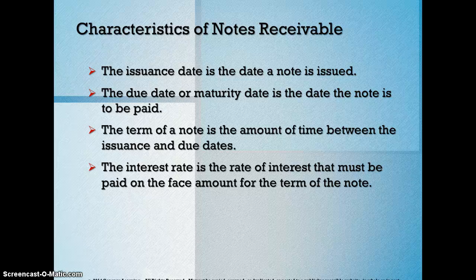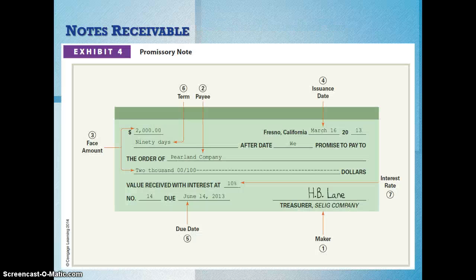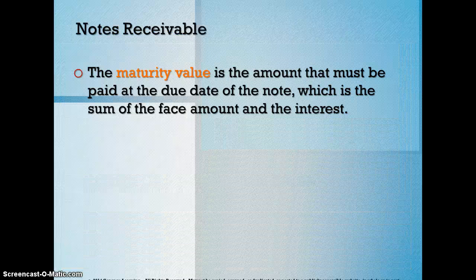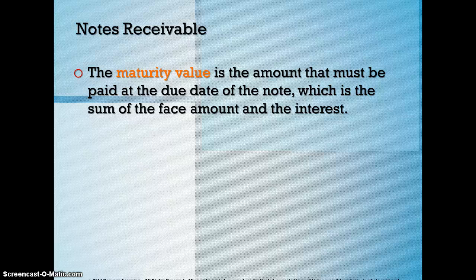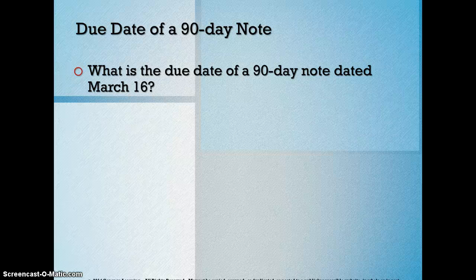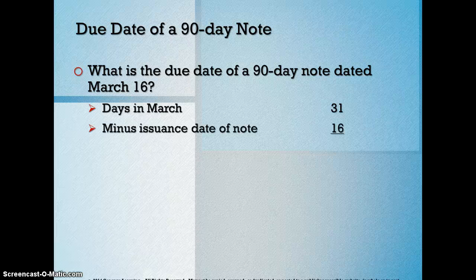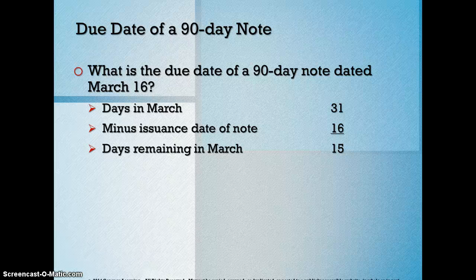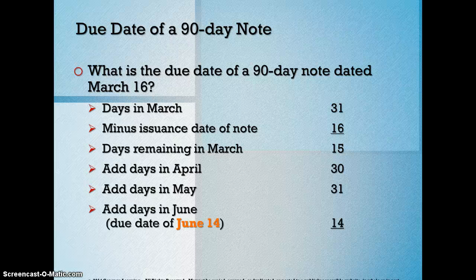These show each one of those items, and this is in your book as well. Determining the maturity value is extremely important. If we have a due date that is 90 days and it's dated March 16th, we have to determine when that 90th day is up. We know there's 31 days in March minus the 16 that have already expired. We have 15 days left in March, 30 days in April, 31 days in May, and we need 14 more to come up with our 90 days.